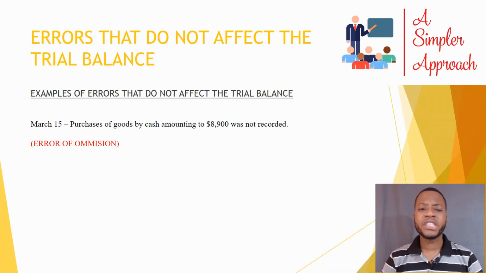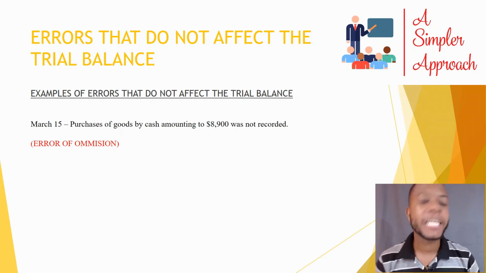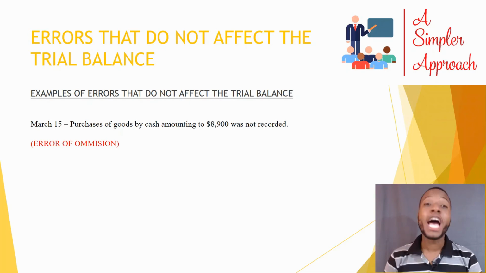Purchases of goods by cash amounting to $8,900 was not recorded. This is an error of omission, and omission means the transaction altogether was not recorded. It was omitted. Omission, root word, omitted. To omit means to leave out. Yeah, that's a little English language right there. So, how do we fix this?